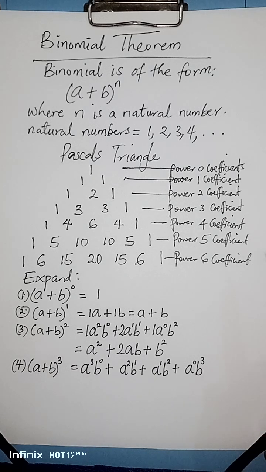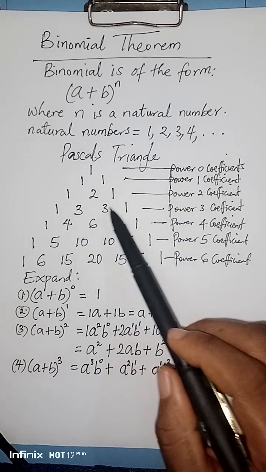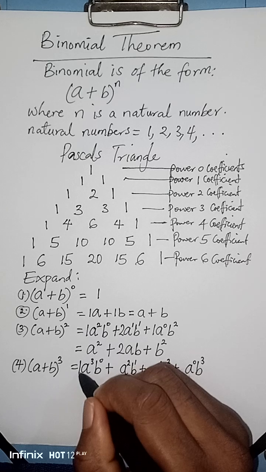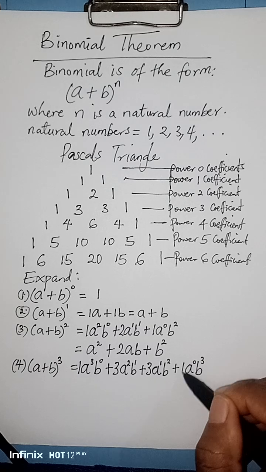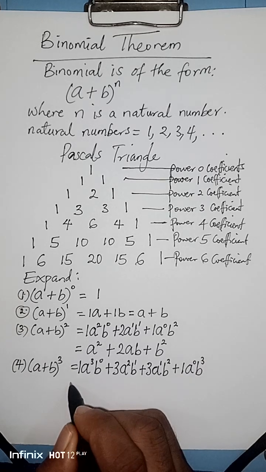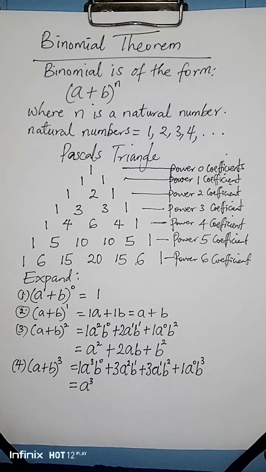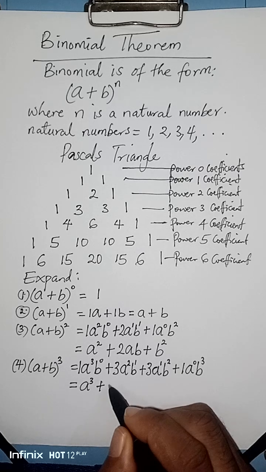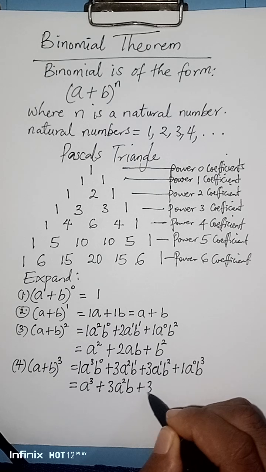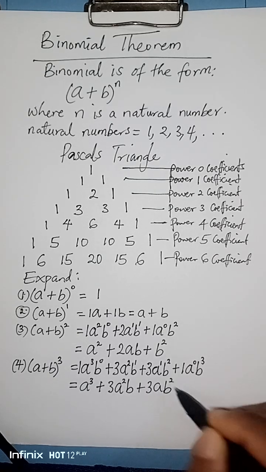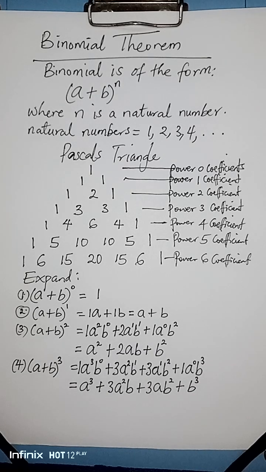Now put in the coefficient. Power 3, the coefficients are 1, 3, 3, 1. So the first one will be 1, the second one will be 3, the third will be 3, the last will be 1. So we can simplify this further to be a raised to power 3. There's no point writing the 1. B raised to power 0 is 1, so you're having it this way. 3a raised to power 2 b plus 3a b raised to power 2 plus b raised to power 3. So that is the solution to the question.